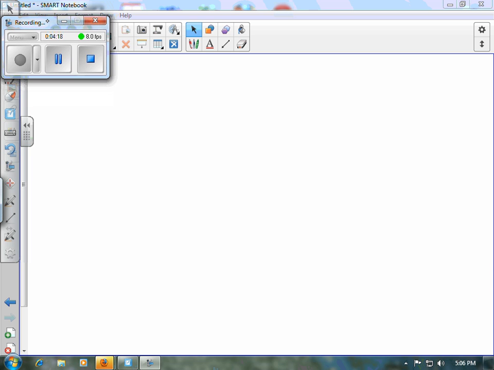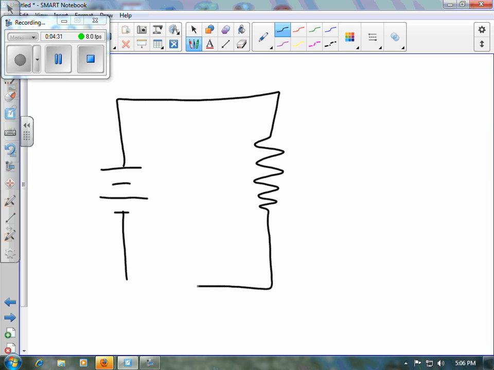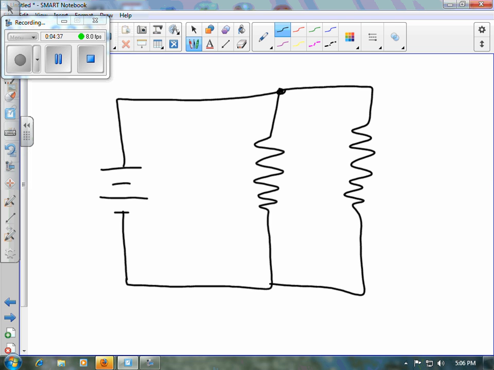Now, let's look at different types of circuits. Let's say we have a battery here, and this time it's going through 2 resistors. By the way, what do resistors do when electrical current goes through them? Anybody know? Yeah. They heat up. Right, so what would be a use for a resistor? A heater. Right, you can use resistors to make a heater.